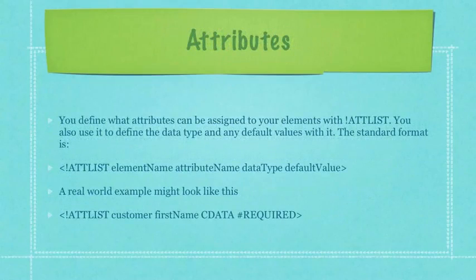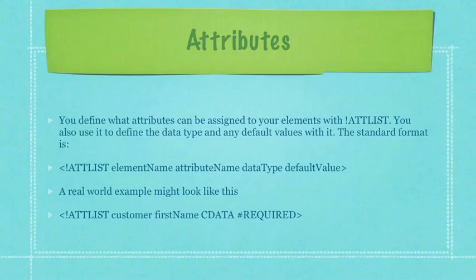You define what attributes can be assigned to your elements with the ATTLIST name. You also use it to define the data type and any default values with it. The standard format is, as I show in this example, and a real-world example might look like this. Here I'm defining an attribute named first name.